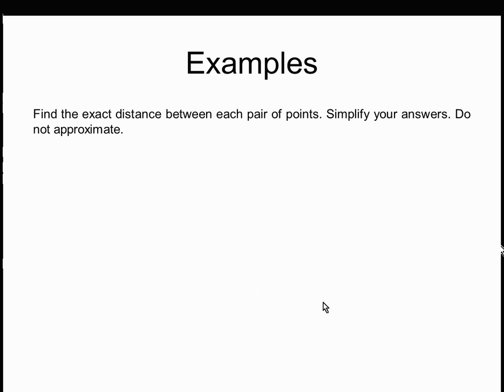Let's try some examples. Find the exact distance. That means leave the square root between each pair of points. Simplify your answers. So if you've got the square root of 25, you'd write 5. Do not approximate. Let's try some. Here's our first one. I've got 5, negative 7, negative 3, negative 2. Now, they don't know who's first or second. So I'm going to call x1, y1 5, negative 7, and x2, y2 will be negative 3, negative 2. Again, they don't know, they don't care.